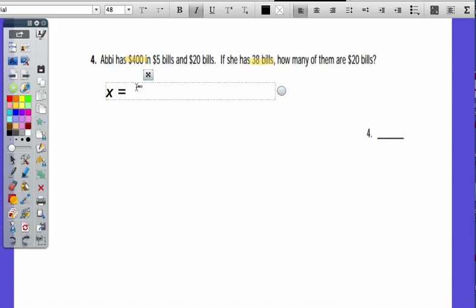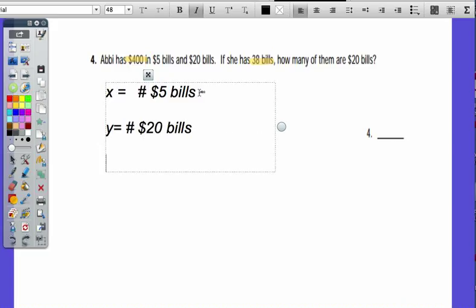So X is equal to, I just have to pick one. I think I'm going to do the $5 bills. The number of $5 bills. So it's not the amount, but this is the number of $5 bills. And Y equals the number of $20 bills. So I know that there's 38 altogether. So the number of $5 bills plus the number of $20 bills better equal 38.